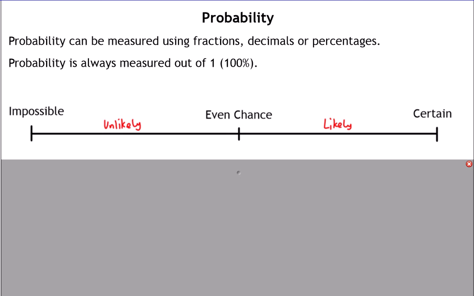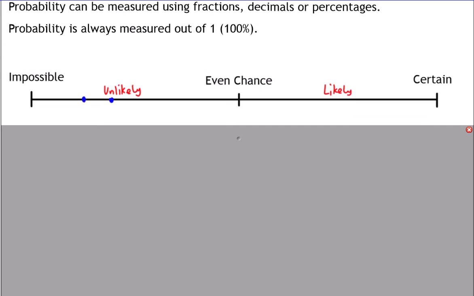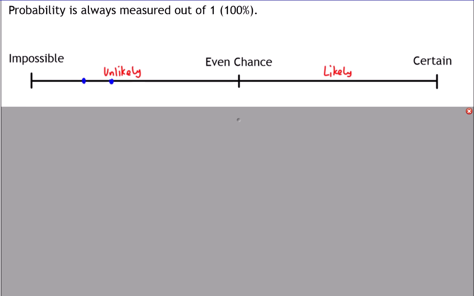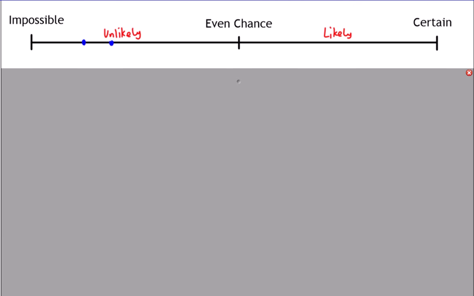Okay, but that doesn't really help us, because if I've got an event there and an event there, they've got different probabilities, but they would both be unlikely. So we need to measure probability more accurately than just words, because even though even chance is specifically in the middle, impossible is specifically there and certain there, everything else in the middle is a bit wishy-washy if you're just going to use phrases like likely and unlikely. So that's why we measure it in a number form, so a fraction, a decimal, or a percentage.